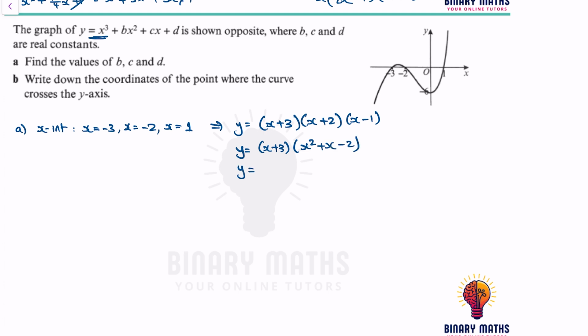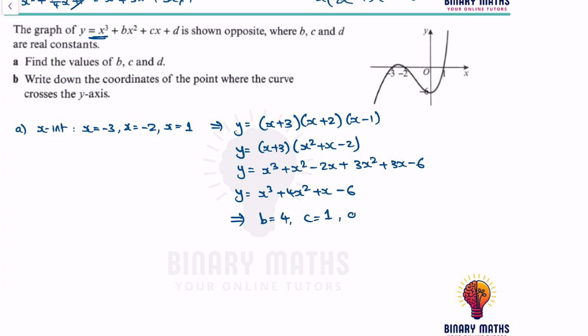If I expand this now, I get x cubed plus x squared minus 2x plus 3x squared plus 3x minus 6. And if I collect like terms, I get x cubed plus 4x squared plus x take away 6. And this implies that we do have b is the coefficient of x squared, which is 4. C is the coefficient of x, which is 1. And d is the constant at the end, which is -6. Okay, so that would be my solution for part A.